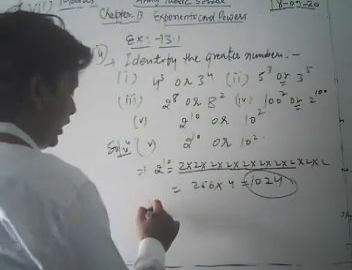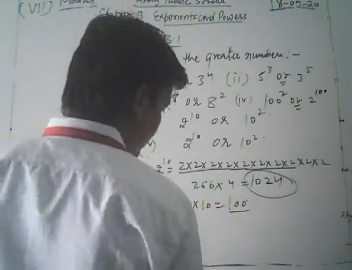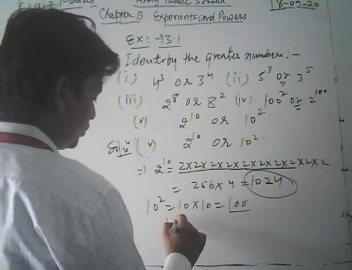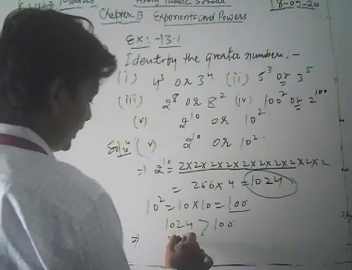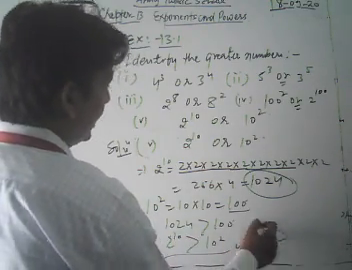Now the value of 10 square is 10 into 10, which means 10 tens are 100. Thus in this way we get 1024 is greater than 100. Thus we can say that 2 to the power 10 is greater than 10 to the power 2. This is our final answer.